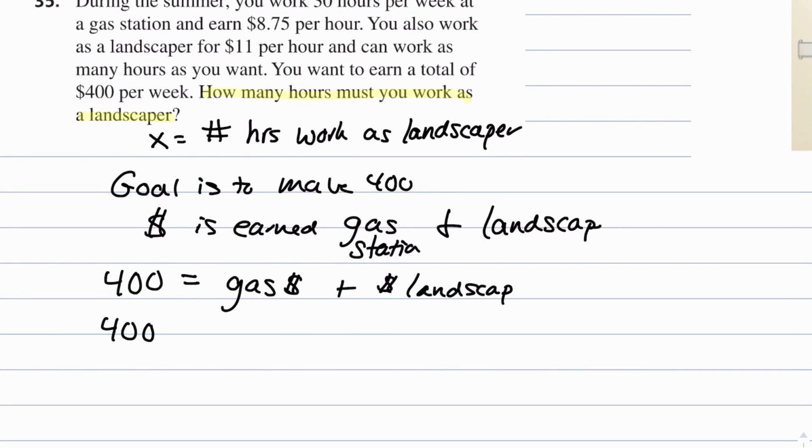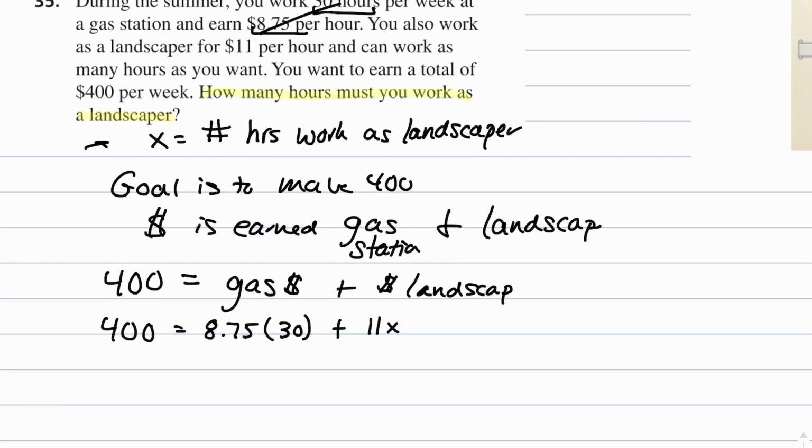Well, how much money am I going to make at the gas station? It's given to me that I'm going to work 30 hours and I'm going to earn $8.75 each hour. So I'm going to earn $8.75 for all of the hours that I work. Now, as a landscaper, I don't know how many hours I'm going to actually work. That's our variable. But I do know that I make $11 for each of those hours.